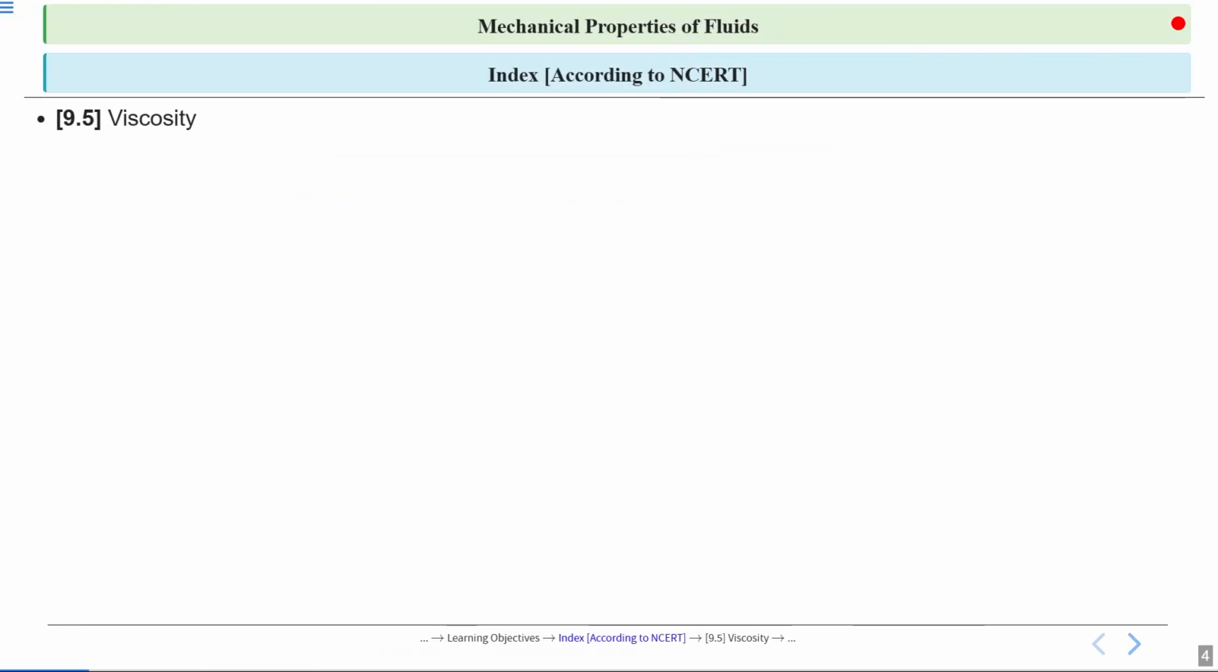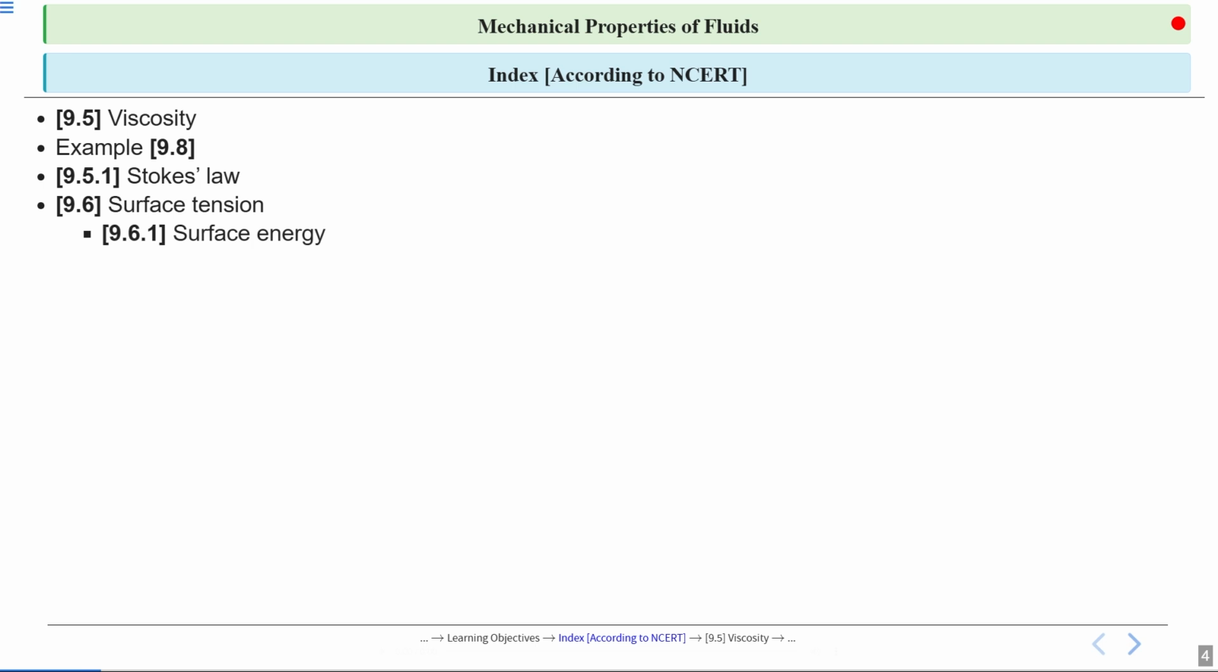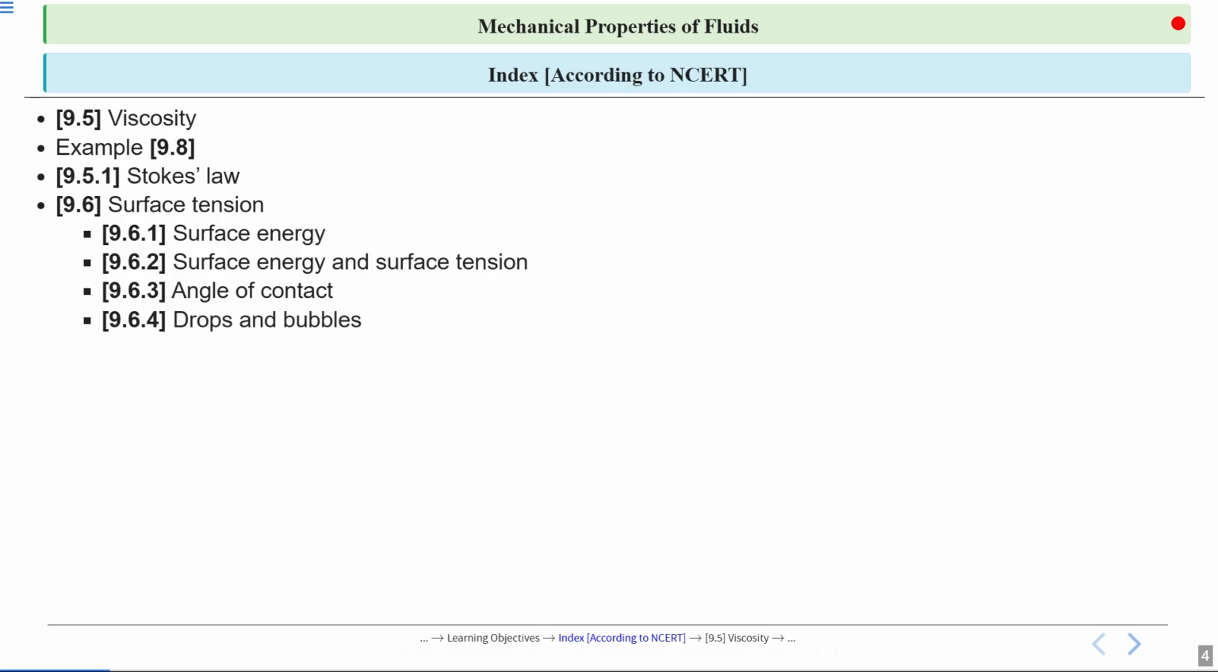So, students, in today's lecture, we will cover first 9.5 viscosity, then example 9.8, then 9.5.1 Stokes law, then 9.6 surface tension, 9.6.1 surface energy, then surface energy and surface tension, then 9.6.3 angle of contact, then 9.6.4 drops and bubbles, and last 9.6.5 capillary rise. All right.